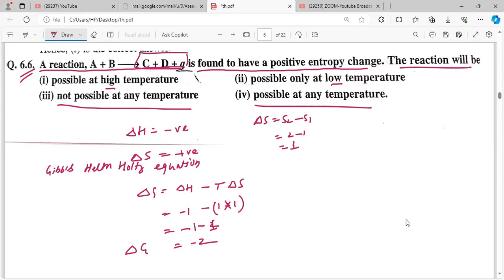So delta G is negative means it's spontaneous, na? Spontaneous. Now, this is the low temperature. I kept on low temperature. How much do I consider? 1. You consider some other temperature.